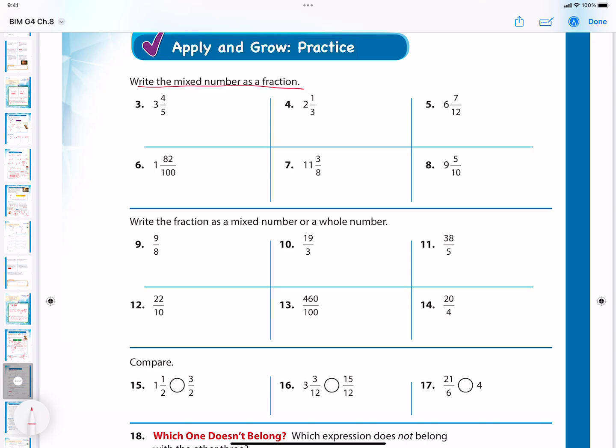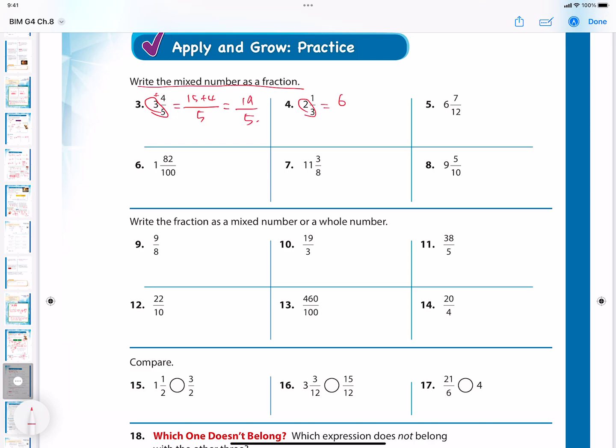Write the mixed number as a fraction. We know this. Yes, cross multiplication strategy again, plus the numerator. 3 times 5 is what? 15 plus 4 over 5, which means 19 over 5. That's easy, right? Okay, next.